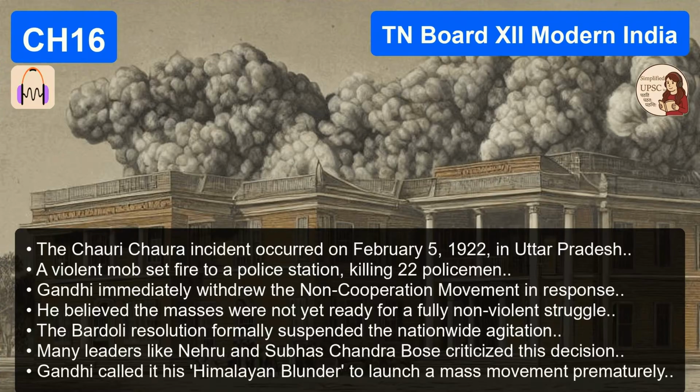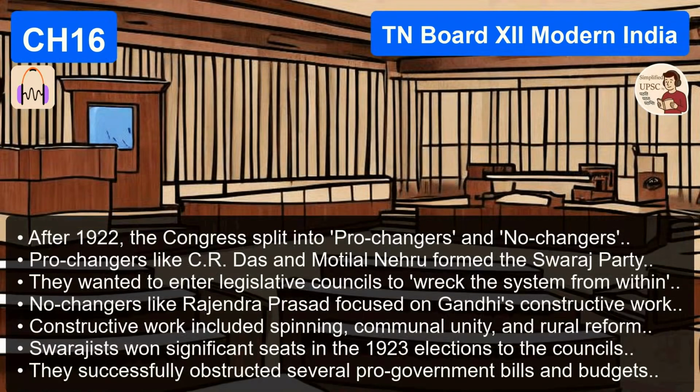Who are the pro-changers? They were led by figures like C.R. Das and Motilal Nehru. Their argument was, look, the mass movement has been called off. We need to change our tactics. They wanted to end the boycott of the legislative councils. So they wanted to get into politics. Their idea was to enter the legislative councils not to cooperate, but to wreck them from within, to use the councils as a platform for obstructionism and to expose their limitations. They formed the Swaraj Party to contest the elections.